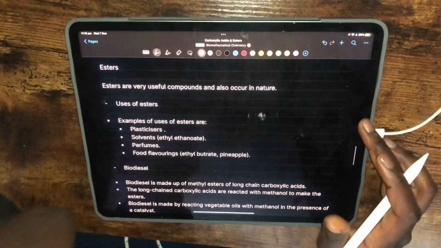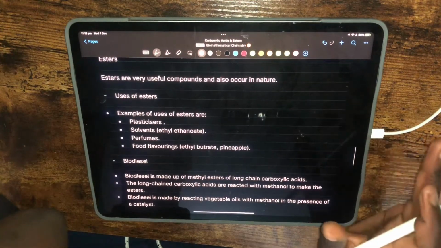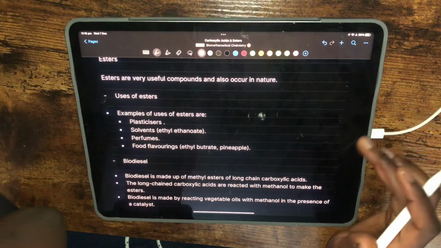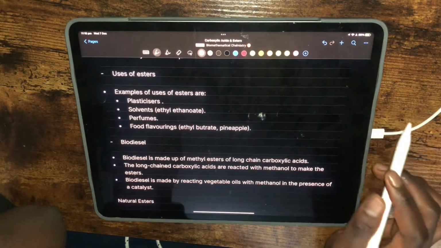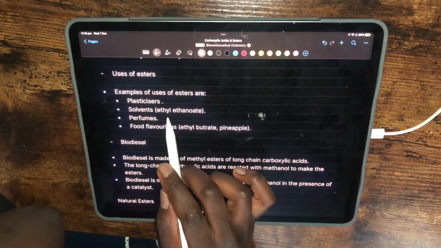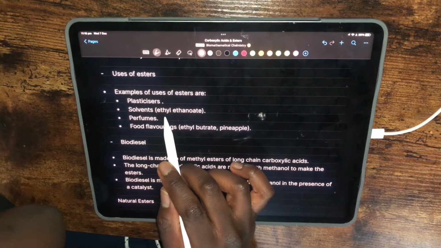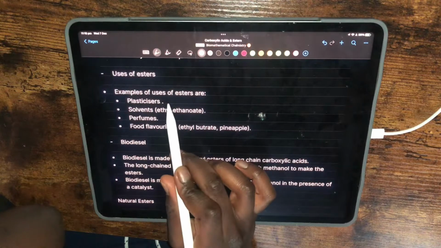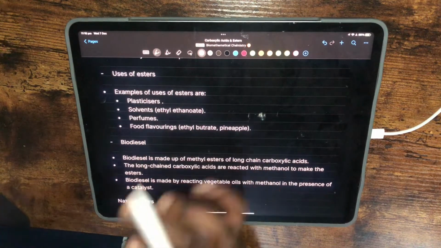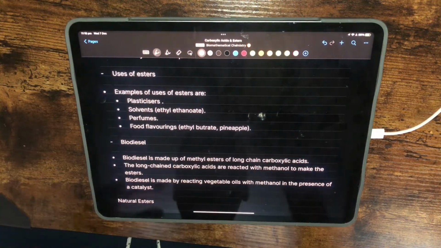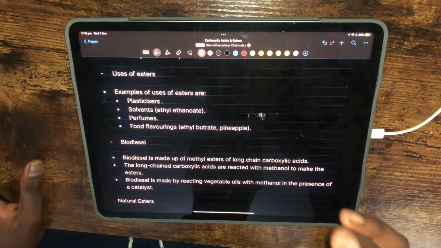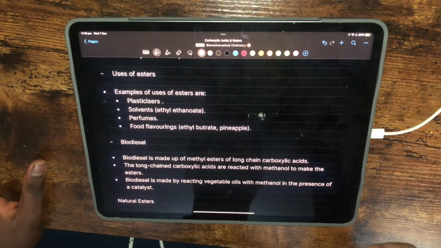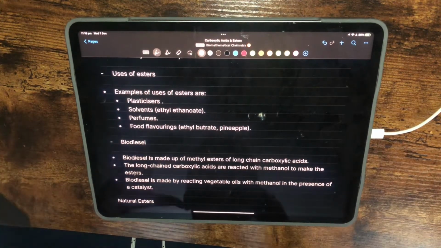Now, if I go a bit more into esters. Esters are very useful compounds, and they also occur in nature. Uses of esters, for example, just to name a few, are plasticizers. I must have gone over plasticizers in year one. Remember when I was talking about polymers, all plasticizers do is go in between the polymer chains, and they prevent van der Waals intermolecular forces, or intermolecular forces in general, from occurring.